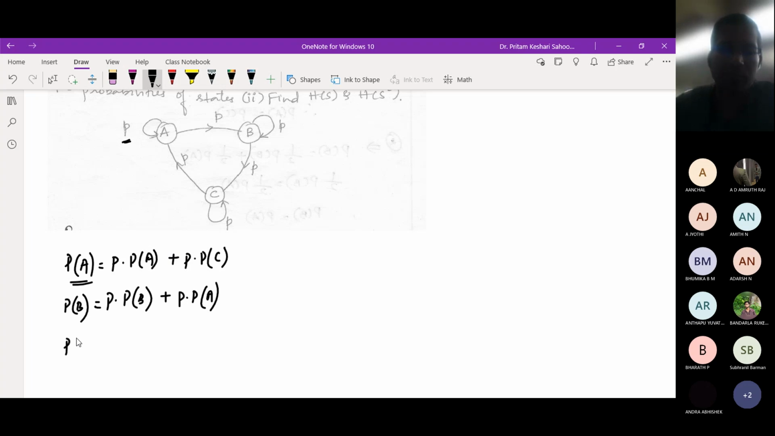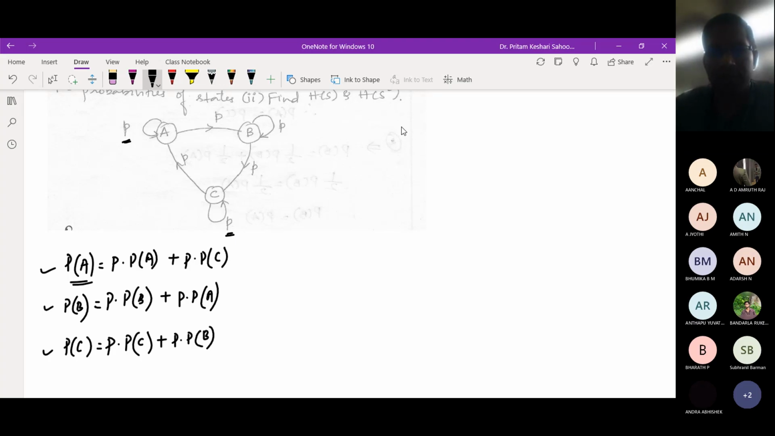Similarly, for probability of state C, if I have to write, state C depends on itself at a probability P. So P into probability of C, plus, is there any other state which is dependent? See, state B is dependent on state C at a probability P. So I can write P into probability of B. All right, so in this way, I have written the probability of three different states.